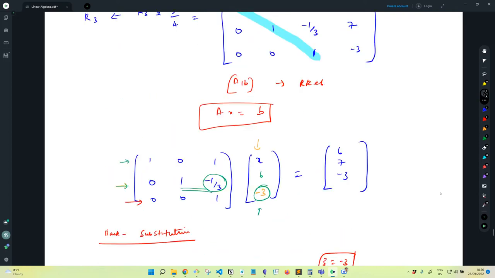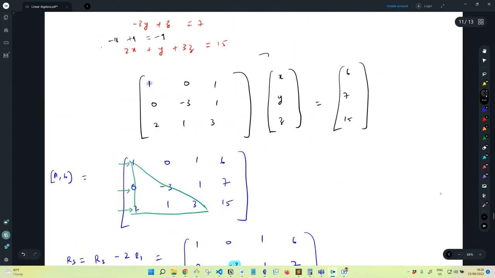But I think nonetheless you get the point, right? How to solve the system, how to obtain the solution. Is it okay, or is there any doubt? Is the procedure clear?